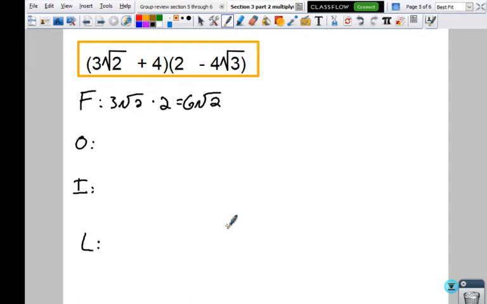And if you want, how about you guys just do outside, inside, last, and we'll make sure you got the right answers, and then you guys can add them together at the very end later. So just do outside, inside, last.